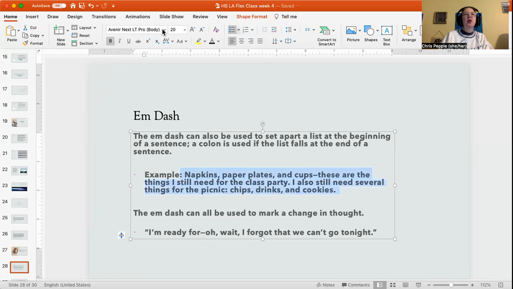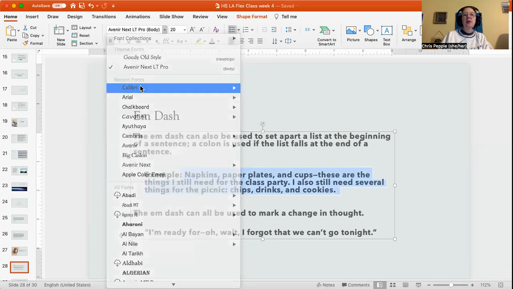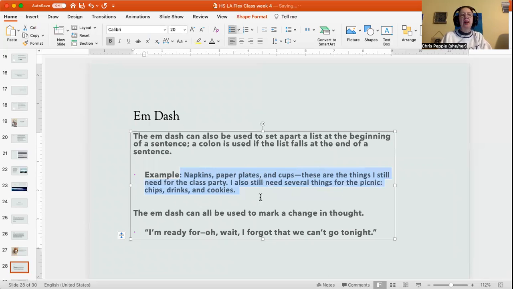And again, that doesn't look like an M dash with this. It looks too short. Let's put this back in a different font so it shows that it's a long dash. Napkins, paper plates, and cups. These are the things I still need for the class party. That's the M dash. The list is at the beginning. Here's the list at the end. I also need several things for the picnic: chips, drinks, and cookies.